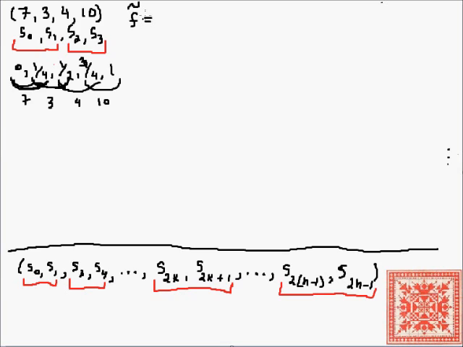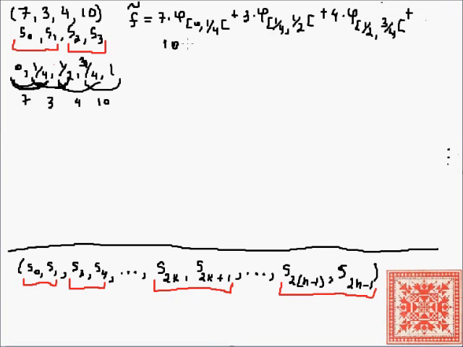So the approximating function f tilde can be represented as 7 times phi from 0 included to 1 over 4 excluded, plus 3 times phi from 1 over 4 included to 1/2 excluded, plus 4 times phi from 1/2 included to 3 over 4 excluded, and plus 10 times phi from 3 over 4 included to 1 excluded.